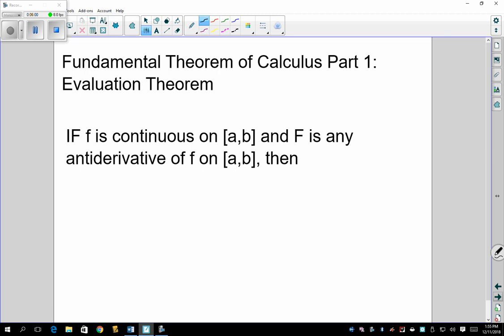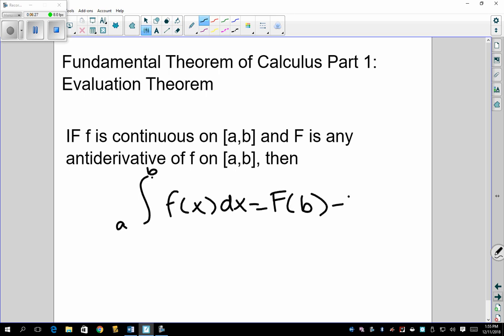So we are in calculus, and we are going to talk about more theorems of calculus. This is called the fundamental theorem of calculus, and this is kind of the evaluation part. If I'm given a function f that's continuous on the closed interval, and I define big F as the antiderivative, then the definite integral from a to b of f of x dx is equal to the antiderivative of b minus the antiderivative of a.